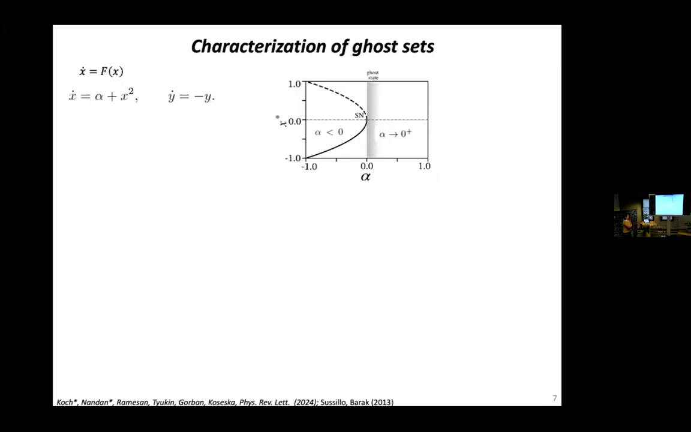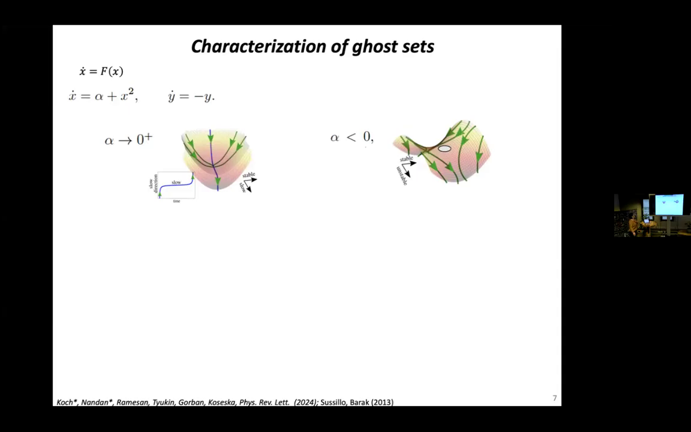So we did some more detailed mathematical characterization of these ghost sets. And the simplest example is the normal form of a saddle-node bifurcation. When alpha is smaller than 0, you have one fixed point and a saddle. When alpha is larger than 0, there is no fixed point in the system, but you have this ghost set when alpha approaches 0 from the positive side. So we wanted to compare the properties of the ghost set with the dynamical properties of a saddle, because a saddle is an unstable phase-space object, and our ghosts are also not classically stable in a Lyapunov sense. So we took the comparison to the saddles.